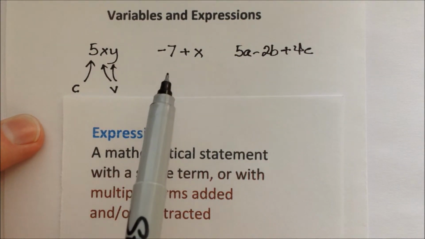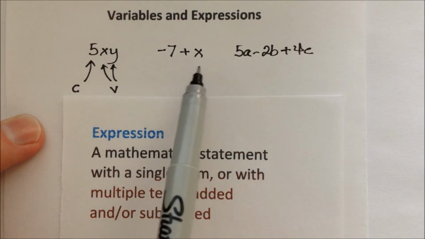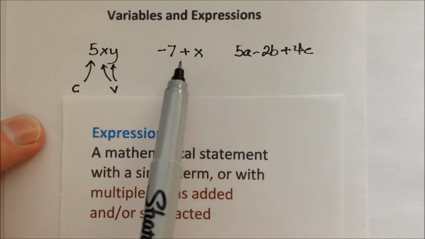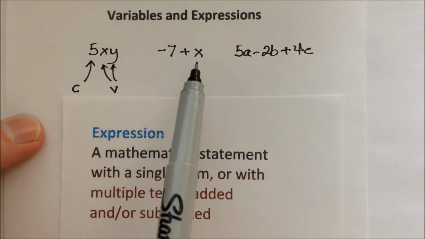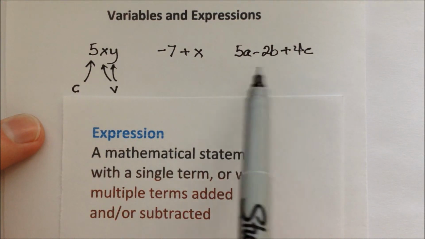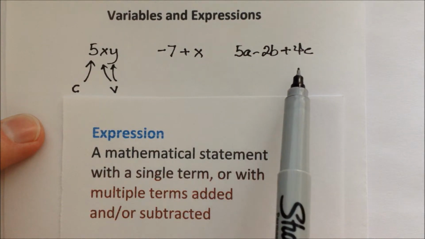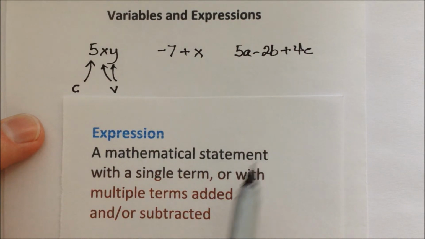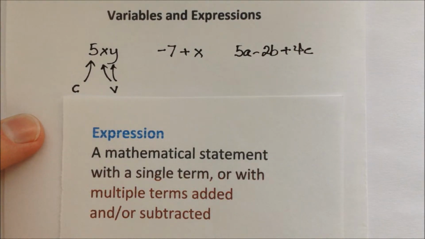So in the second one, we had 2 terms. -7 was a term, and x was a term. And these are being added together, so we say that this is an expression, -7 plus x. Our final one is another expression. We said it has 3 terms, and 5a minus 2b plus 4c is going to be an expression because it has multiple terms added or subtracted. We subtracted the first one, we added the next one, and so on.